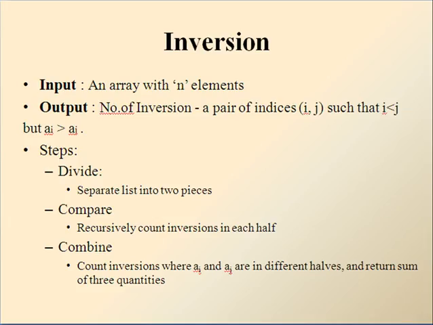Next is inversion. The input is an array of n elements. The output is the number of inversions, a pair of indices i, j such that i is less than j but a of i is greater than a of j. The steps are: divide, separate the list into two pieces. Conquer: recursively count inversions in each half. Combine: count inversions where a of i and a of j are in different halves and return the sum of the three quantities.